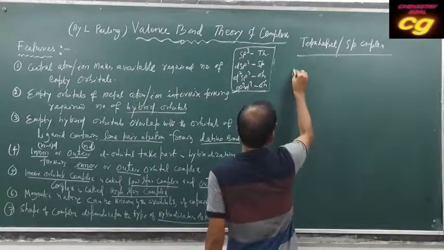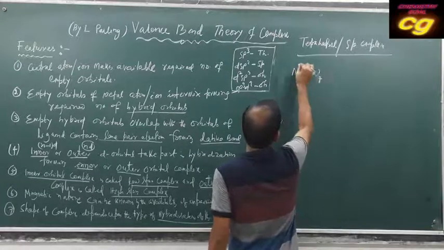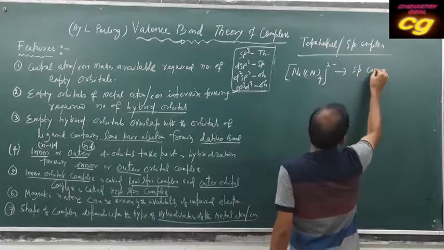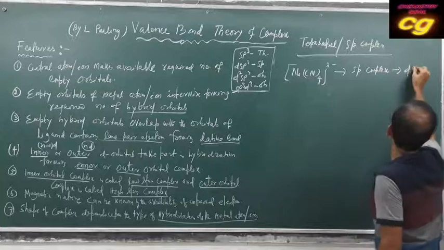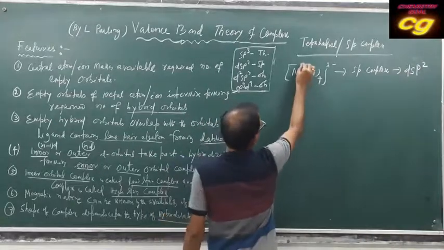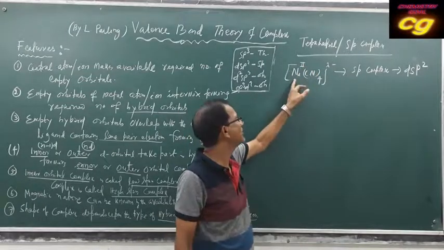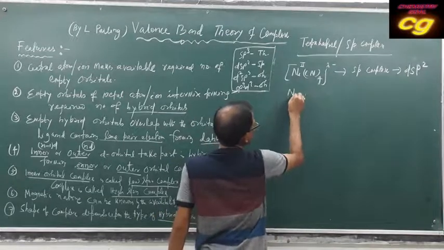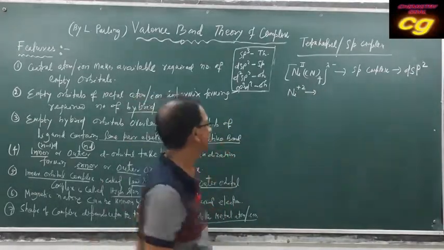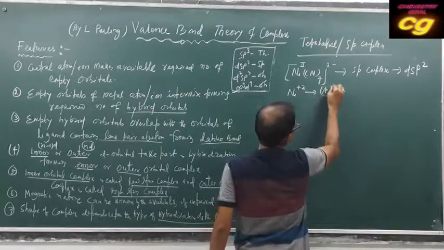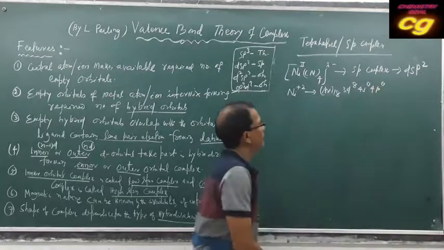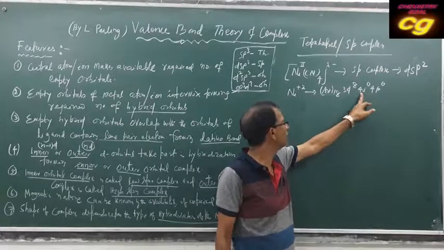For example, take [Ni(CN)4]2-. This complex is an example of a square planar complex, and here the hybridization is dsp2. How can you explain it? The charge of nickel is 2. If you calculate the oxidation number, nickel's oxidation number will be 2, so it can be written as Ni2+. Ni2+ can be written as argon 18, 3d8 4s0 and 4p0, because 2 electrons from 4s are removed, that's why it is nickel plus 2.